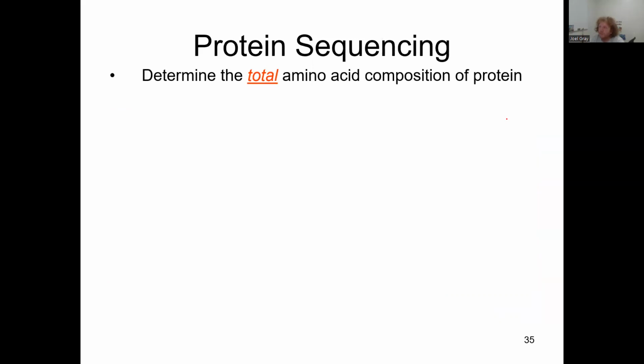Now, protein sequencing. This is a valuable technique, but I'm going to ask you questions about the chemicals and what they do, but not about reassembling these. I think there are some similarities between protein sequencing and restriction endonucleases. But first and foremost, whenever you're doing protein sequencing, you have to determine the total amino acid composition of the protein. What you do is you completely hydrolyze that protein. You break it up with 6 molar HCl at 100 degrees Celsius.